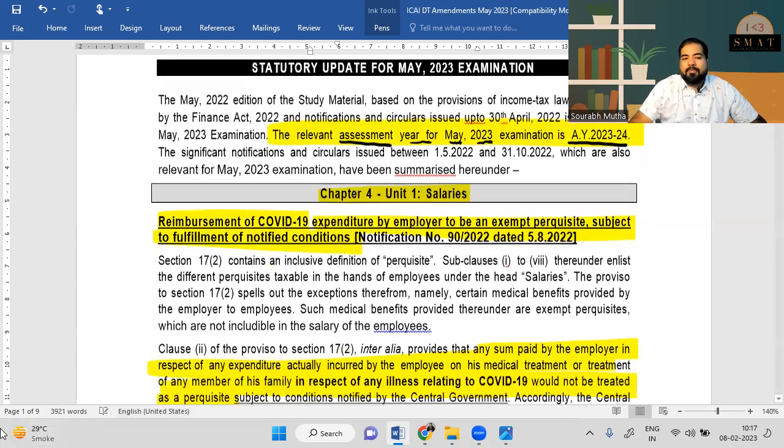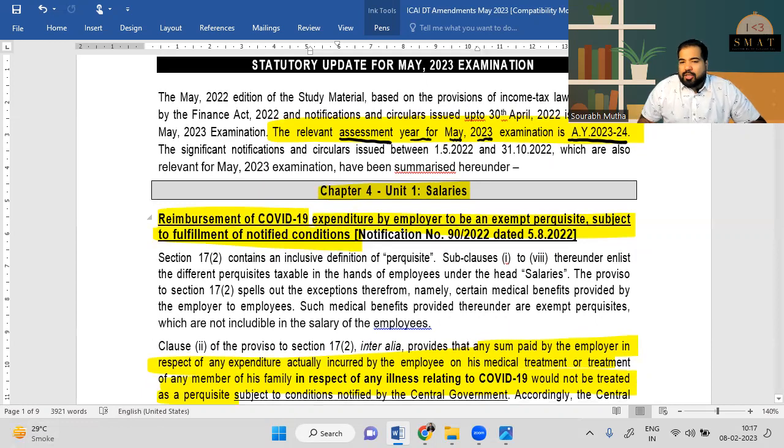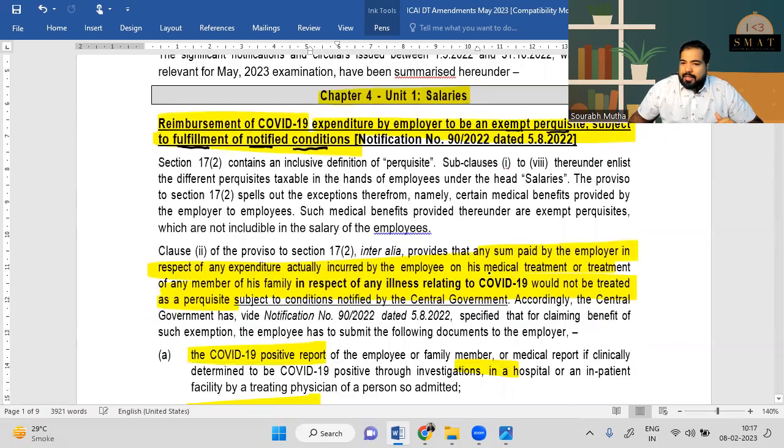Let's read it, guys. Reimbursement of COVID expenditure by employer to be an exempt perquisite, subject to fulfillment of notified conditions. Notified conditions are only two. One is you need to have a positive report and any other documentation, and a certificate by a prescribed doctor. Any sum paid by the employer, that is the master, in respect of expenditure actually incurred by the employee on medical treatment of himself or any of his family members in respect of illness relating to COVID would not be treated as a perquisite.